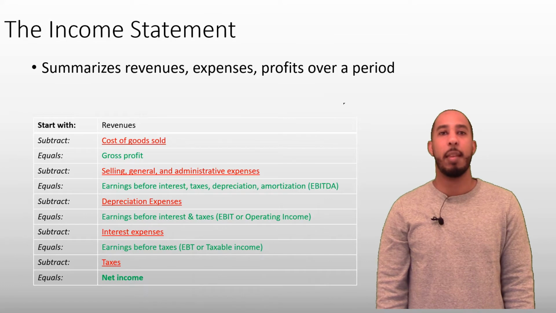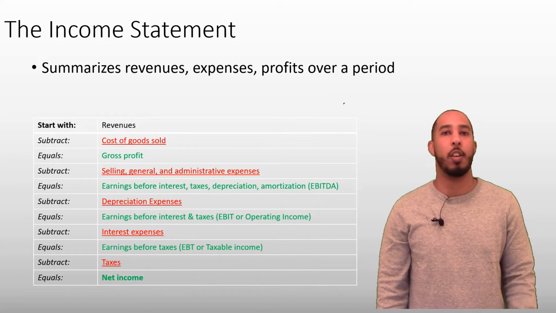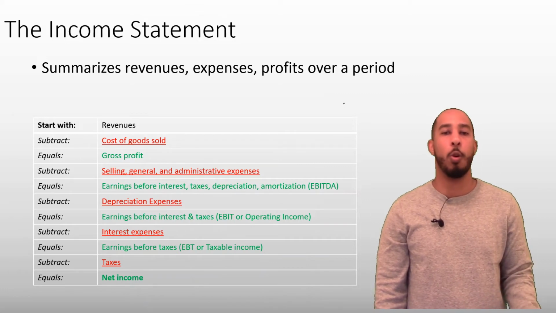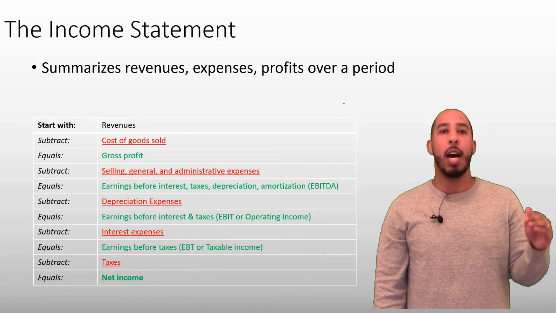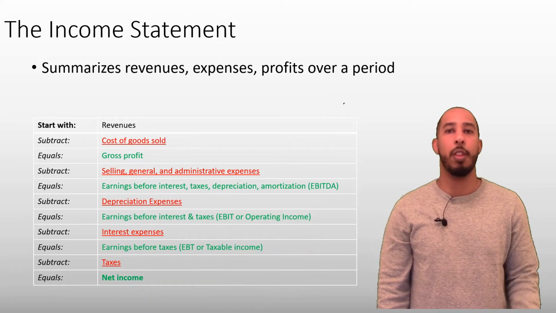Our next financial statement is the income statement. The income statement is pretty simple. It just summarizes our sales, expenses, and profits over some period of time, typically over a quarter or over a year. The very top line of the income statement is going to be revenue. This is the value of what we sold over the period.